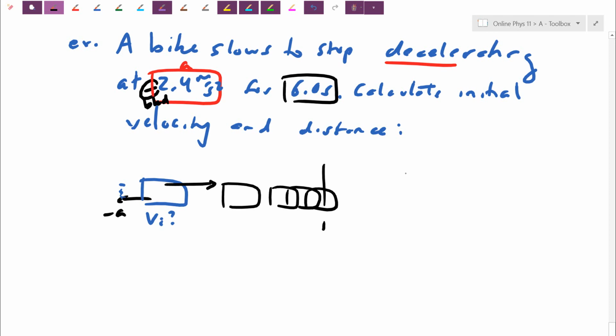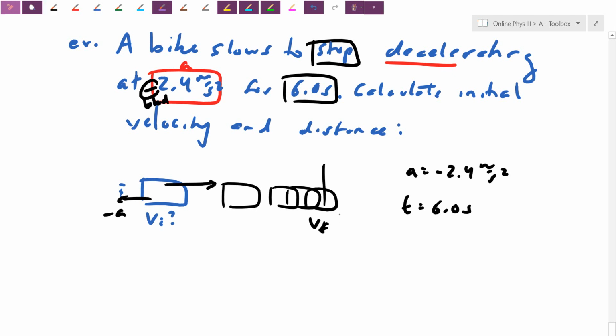Sometimes it helps just listing the variables. So far I know a is negative 2.4 meters per second squared. Good, it's already SI units. The time is 6 seconds. It slows to a stop. So what is my final speed? Well, hopefully you're able to say that if I'm at rest at the end, vf is equal to 0. In that case, I have 3 of my variables.